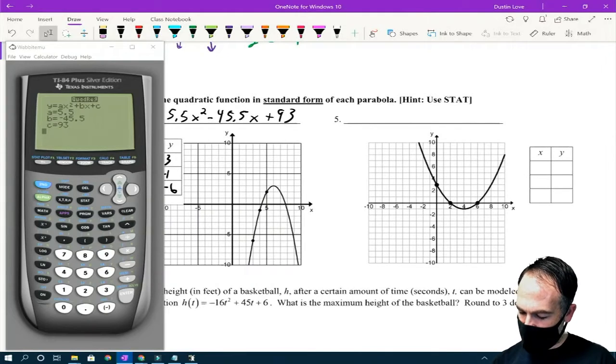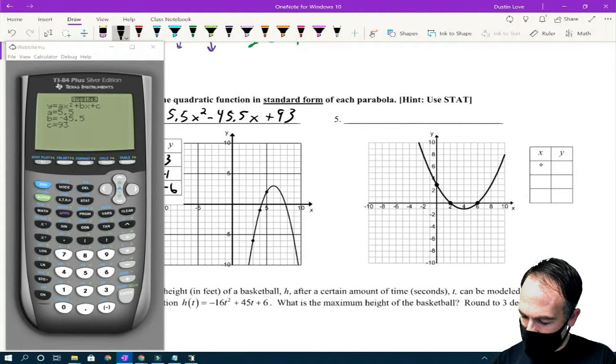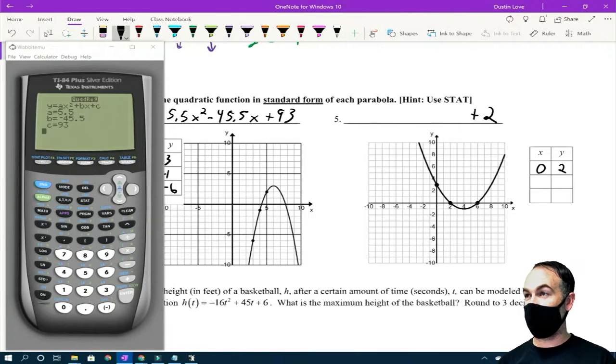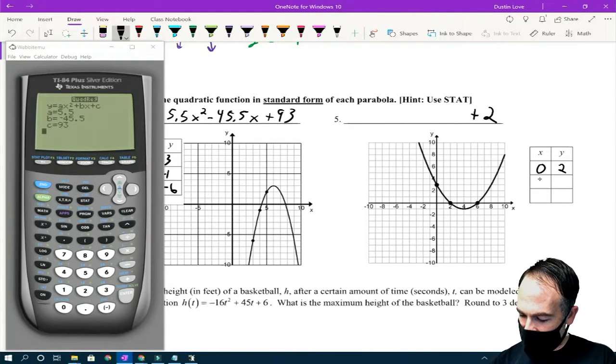Okay, number 5, exact same idea. My y-intercept is 0, 2. Now, just to review what we've been talking about with that one, we know the y-intercept has to be the c value. So whenever we do this, we are expecting there to be a plus 2 on the end of this. If it's not, we've done something wrong. Then we've also got the point 2, 0 and 6, 0.